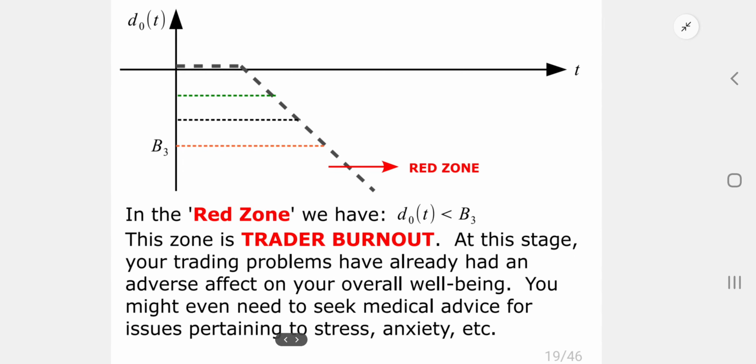In the red zone, we have D0 of T is less than B3. This zone is trader burnout. At this stage, your trading problems have already had an adverse effect on your overall well-being. You might even need to seek medical advice for issues pertaining to stress, anxiety, etc.